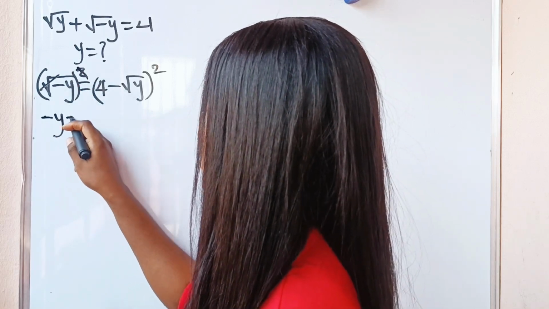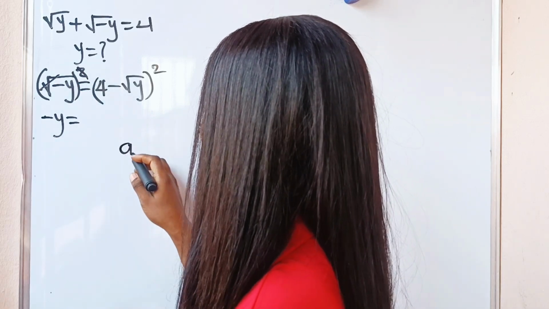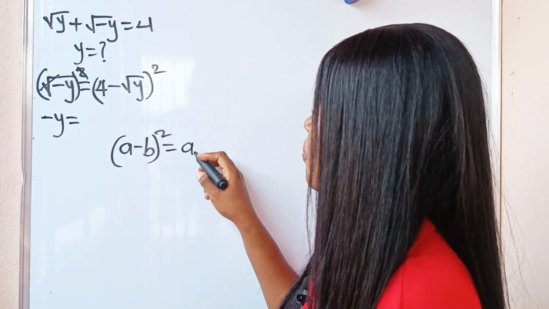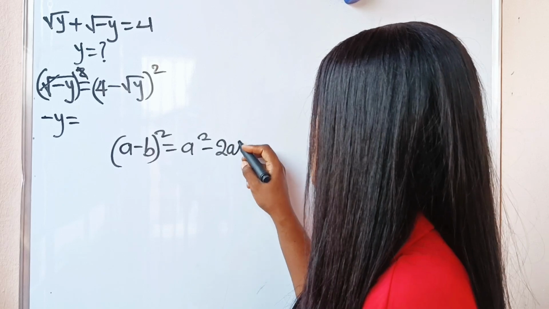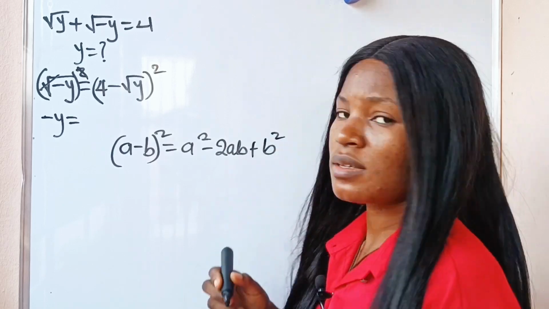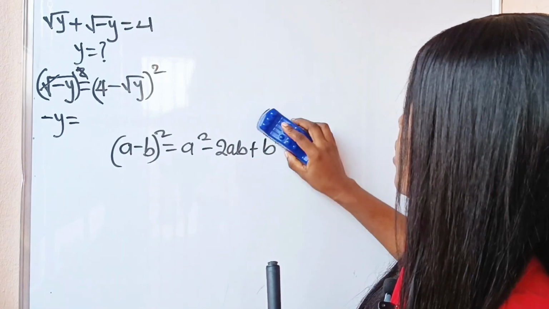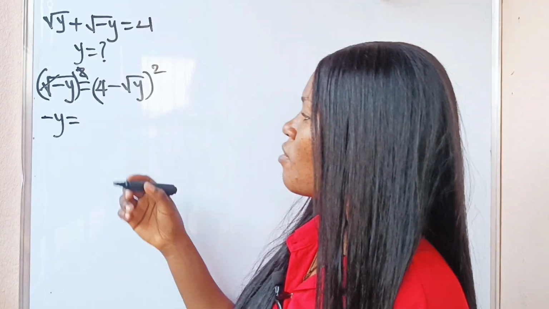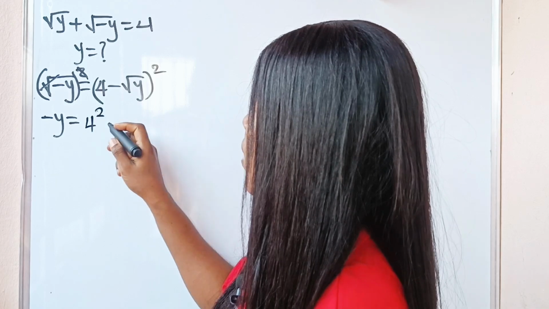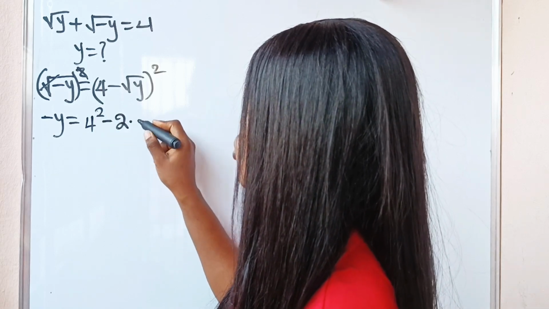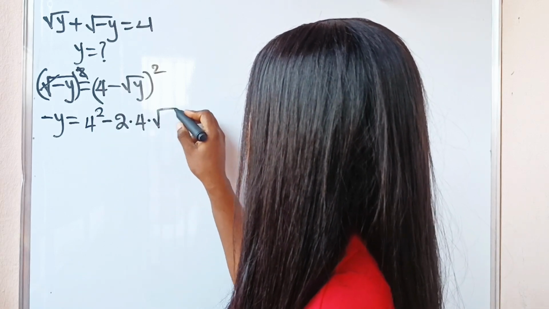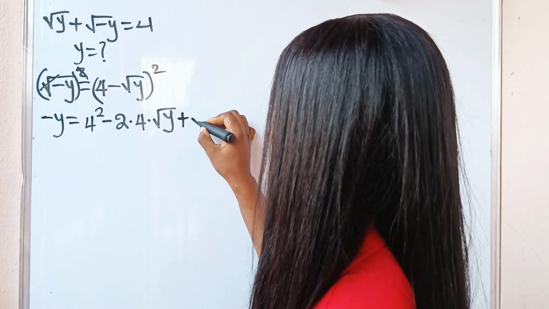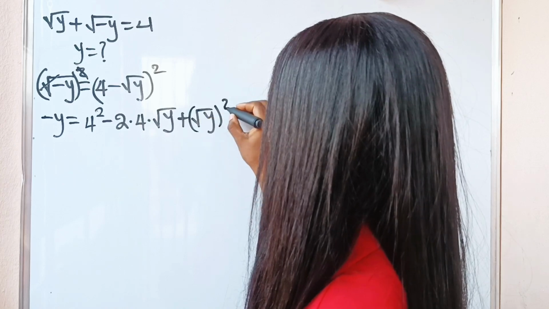So we have minus y is equal to, now when you have a minus b squared, this is equal to a squared minus 2ab plus b squared. All right, now let us apply that here. That means we have a squared, that is 4 squared, minus 2ab, 2 multiplied by 4 multiplied by root y, because this is our a and this is our b, right? Then plus b squared, that is plus root y squared.